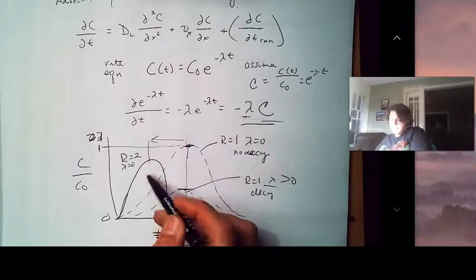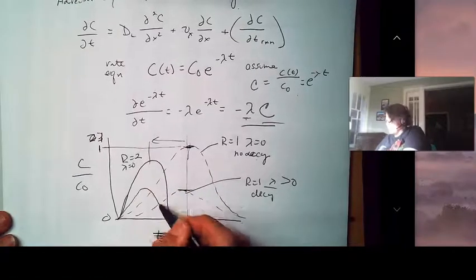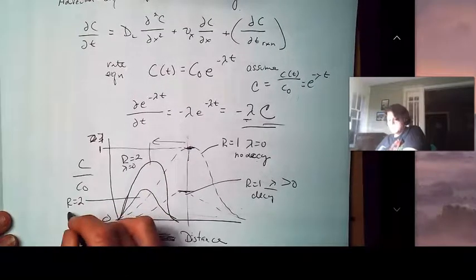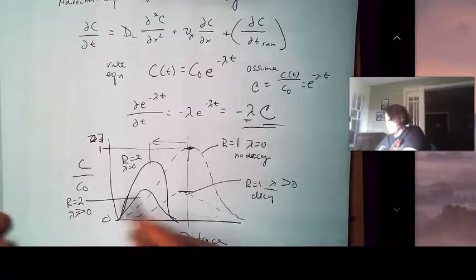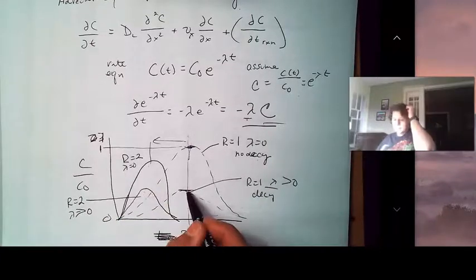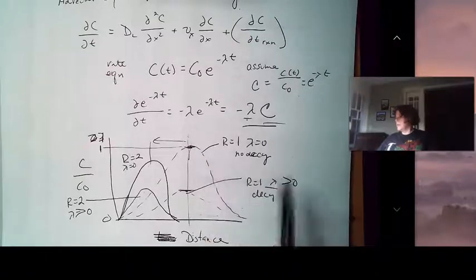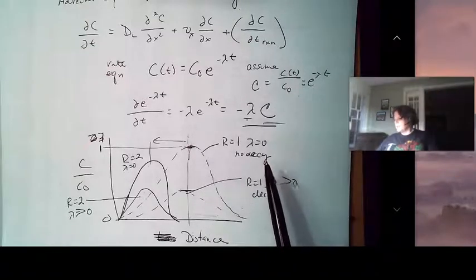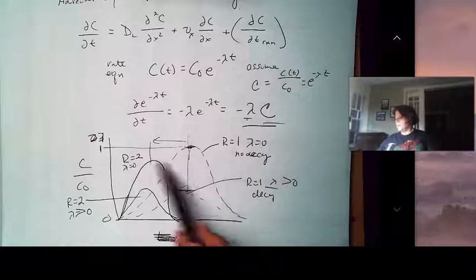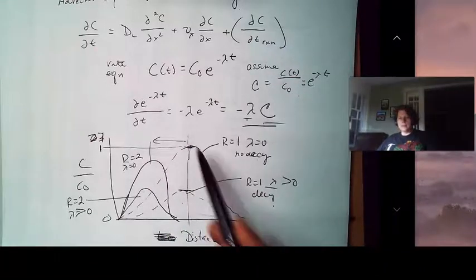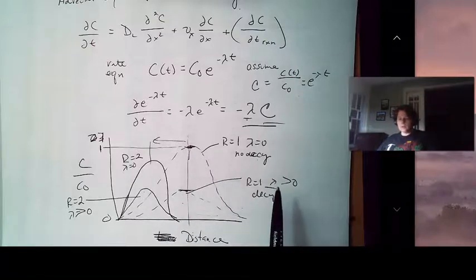Then if we had something with a retardation factor of 2, it would come through here, especially if the retardation equals 2 and lambda is greater than 0. So it would be decreasing down in here too. So what it would do is, if we have retardation in the system, it's going to move it back, and if we have decay, it's going to move it down, because that is getting rid of the concentration in the system.